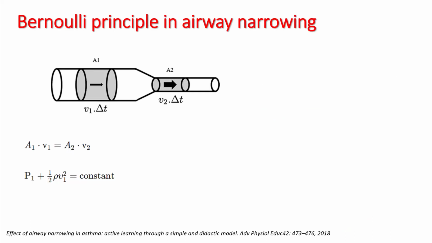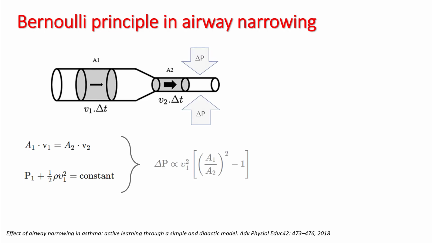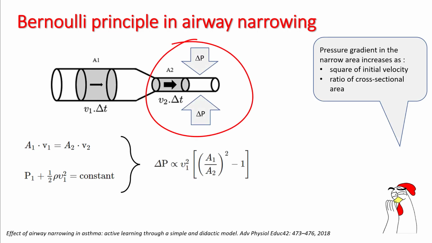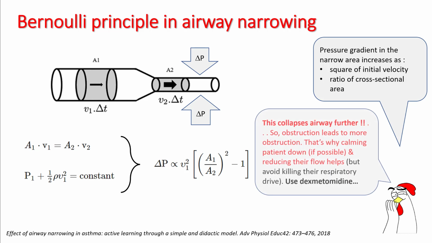So if you remember Bernoulli's principle, if you have narrower airways, you get higher velocity, and therefore you have more pressure gradient across that tube. And this would depend upon the square of initial velocity and the square of the ratio of cross-sectional area. Therefore, narrower airways have a tendency to collapse even further. This in fact collapses the airway further, and obstruction leads to more obstruction.